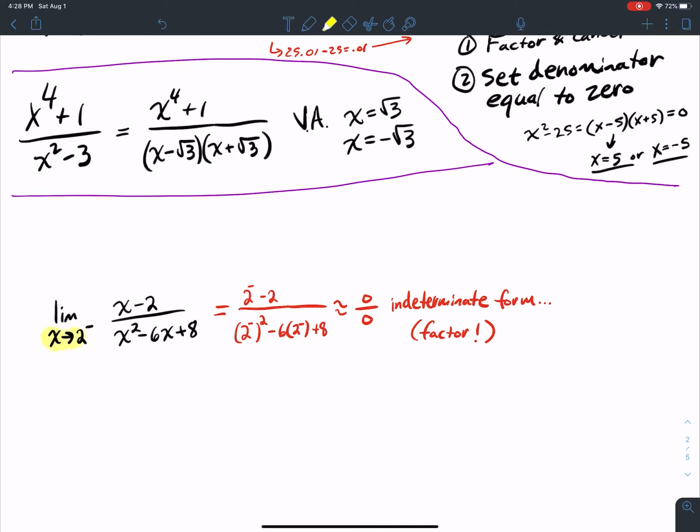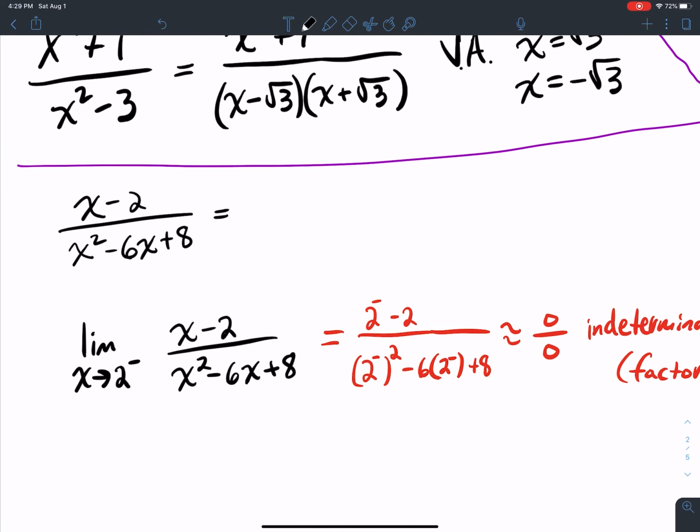Now I'll look here and I'm seeing this x approaches 2, so I'm thinking there might be an x minus 2 factor somewhere. Okay, that's kind of my thought process. And so what do we have to do? We need to take this rational expression here, and we're going to factor.